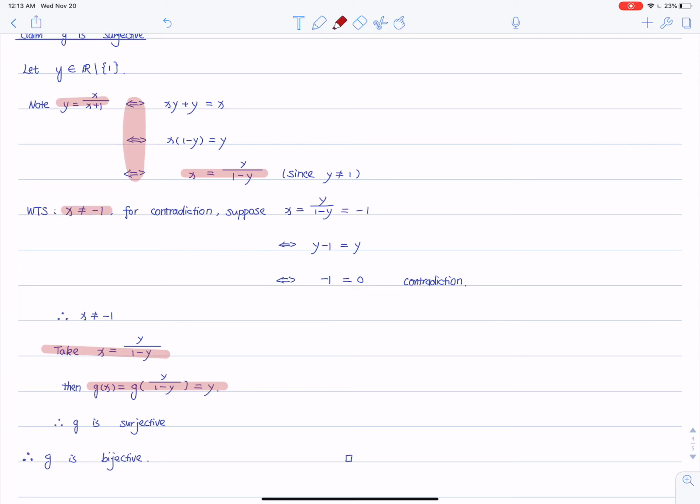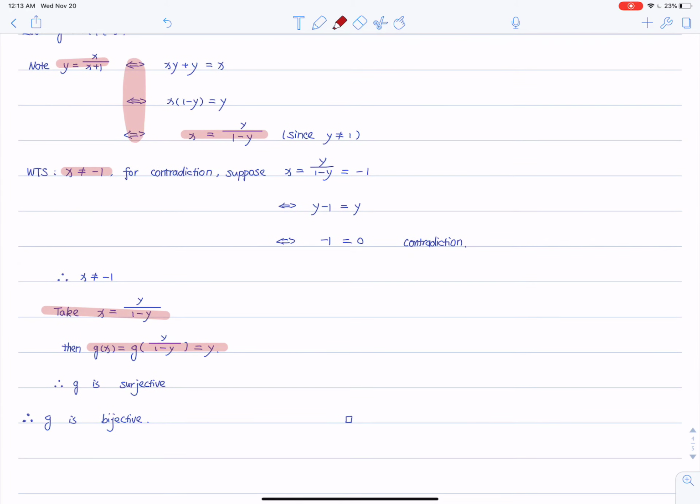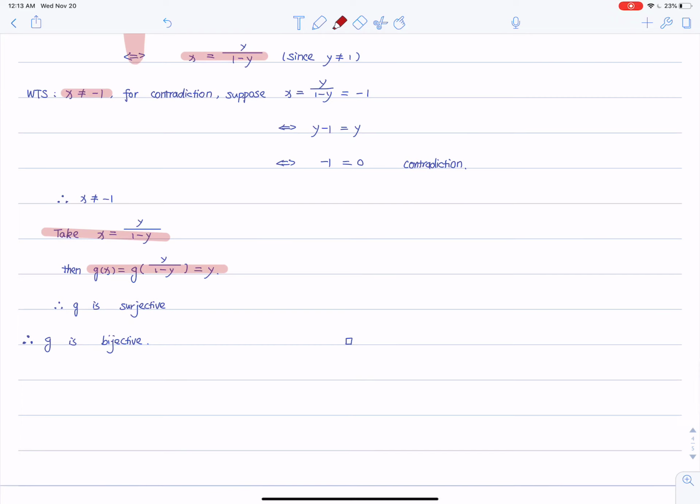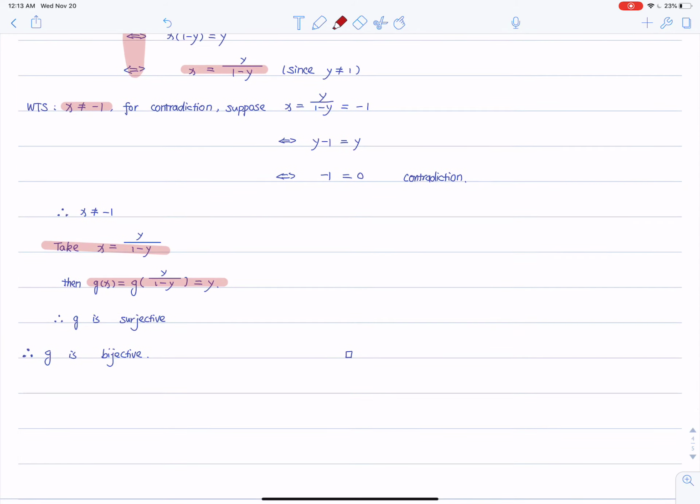So to show that, we use contradiction. We suppose it actually equals -1, and eventually you'll get -1 equals 0, which is a contradiction. Therefore, x cannot be -1. So we know that x is in the reals minus -1. And then you just take x equal to this. So we have g of x equals g of y over 1 minus y, which is y. And so g is surjective.